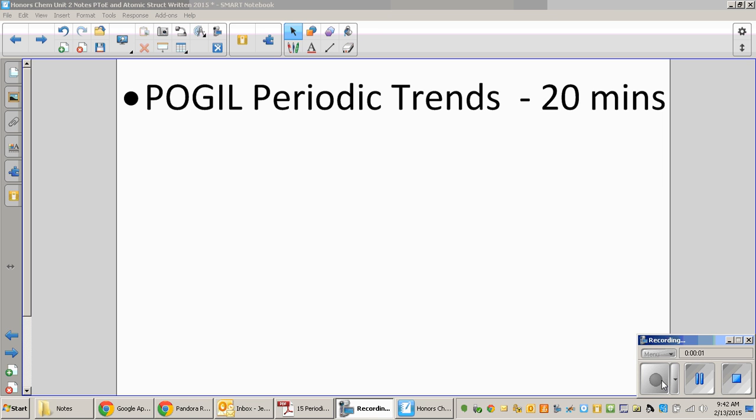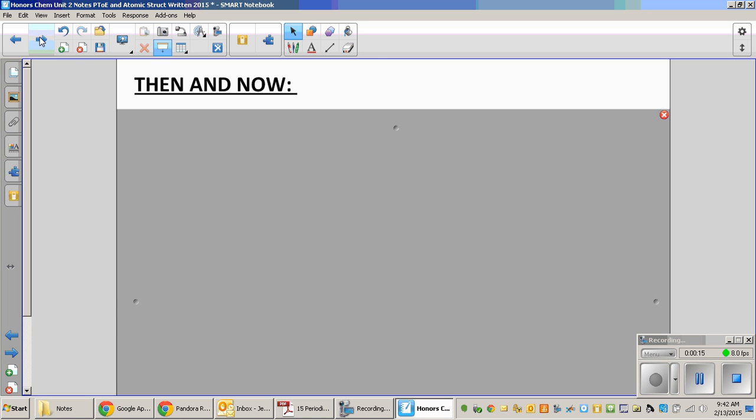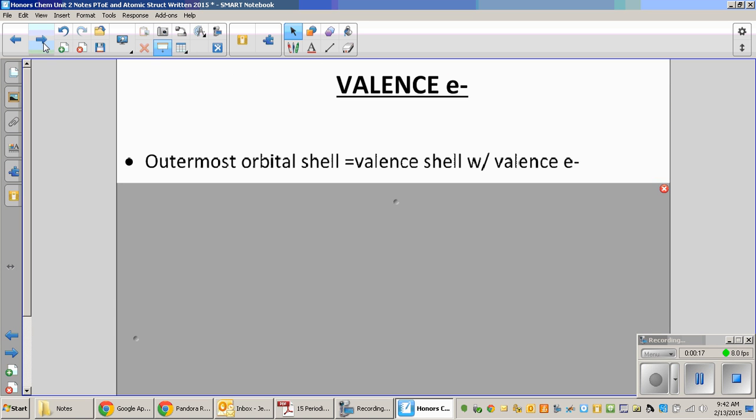Super smart and pick this stuff up very quickly. And then like I said, reading guide 6, I would normally have you do before, but you guys just take good notes with reading guide 6. It's 13 questions, and it talks a lot about the periods and the elements and the properties. That's something that you'll do tonight. Okay, and these are all related to that.